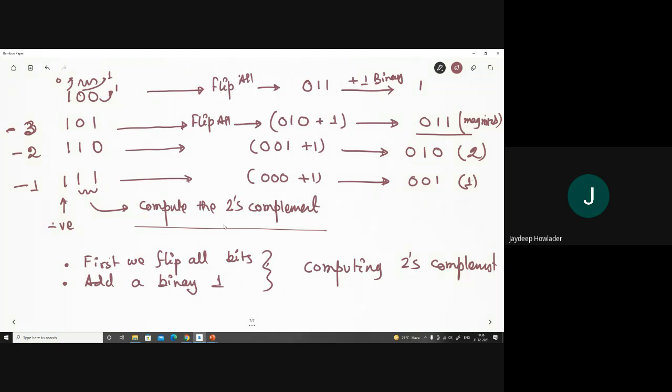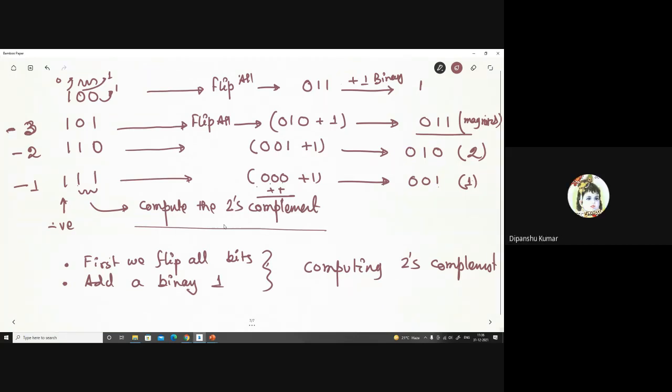Okay. Sir, how did you do the third one? This one? So we flip all the bits. So this 1 flips to 0, 1 flips to 0, 1 flips to 0. Then we add a binary 1. So 1 0 is 1, and then 0, then 0.